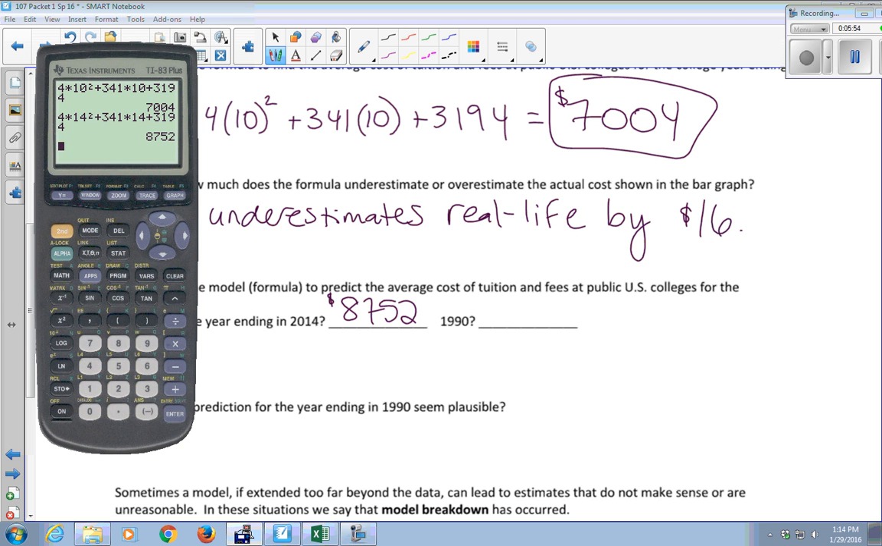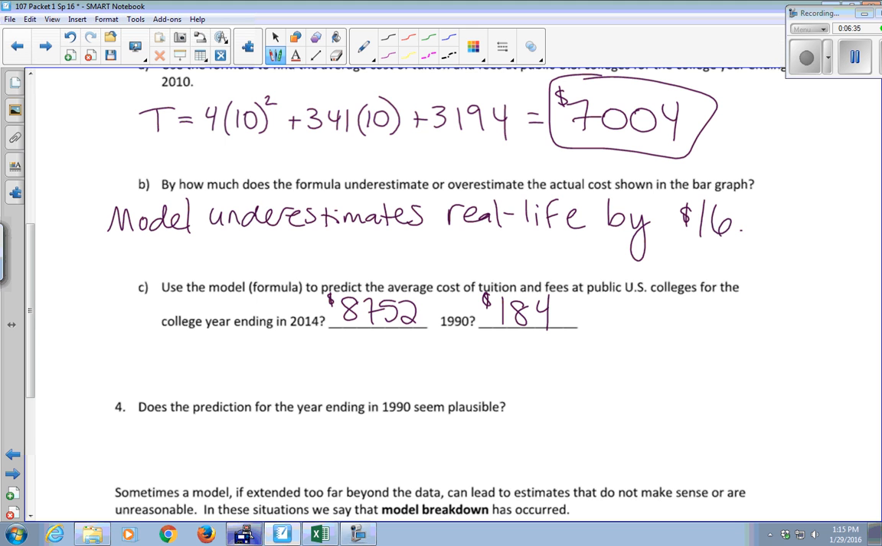All right, 1990. What should I put in for X to represent 1990? Negative 10. Yeah, 10 years before 2000. So I'm going to put in negative 10. So I'll do this again. Negative 10. And I've got to put in a parenthesis. So I've got negative 10 squared plus 341 times negative 10. There we go. And we get $184. Okay. Does that seem plausible?